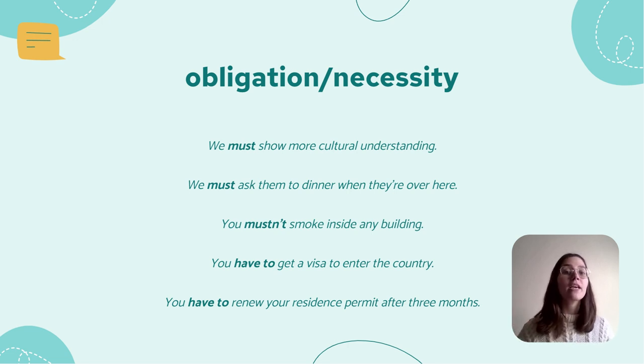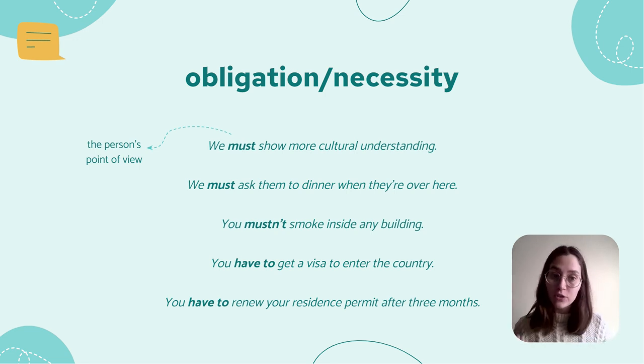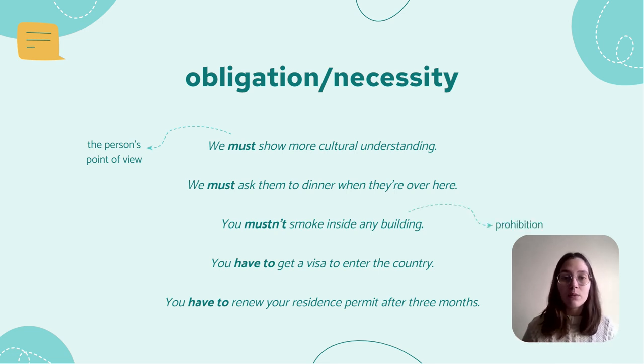When talking about obligation or necessity, must shows first, this is my point of view. That's why it's very much related to strong advice, because this is what I think is right. This is my point of view, the person's point of view, the person who is speaking or writing. That applies to the first two cases. In the case of the third, we're talking about prohibition. This is not allowed, mustn't. It's very important to mark that this is the negative form of the modal verb.